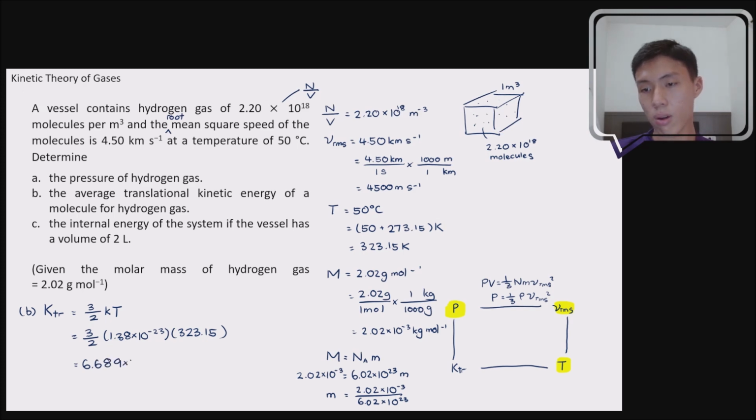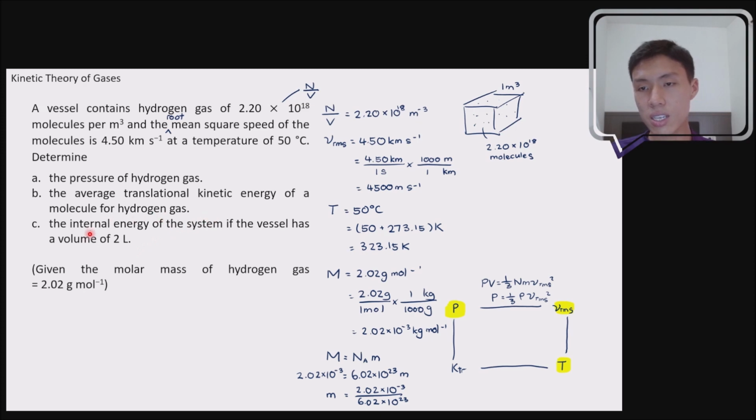6.689 times 10 to the power of negative 21 joule. So that's the average translational kinetic energy of a molecule of hydrogen gas. Then we can proceed to determine the internal energy of the system if the vessel has a volume of 2 liters. Now they are going to specify the volume. Well, there's a reason behind it, but I'll need a new page to explain it.